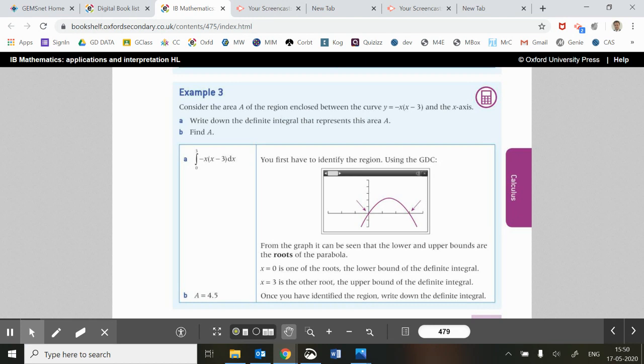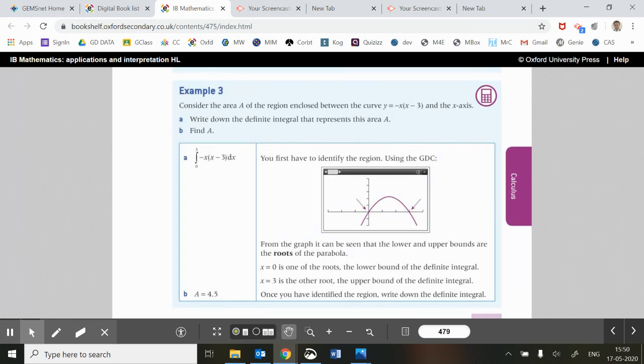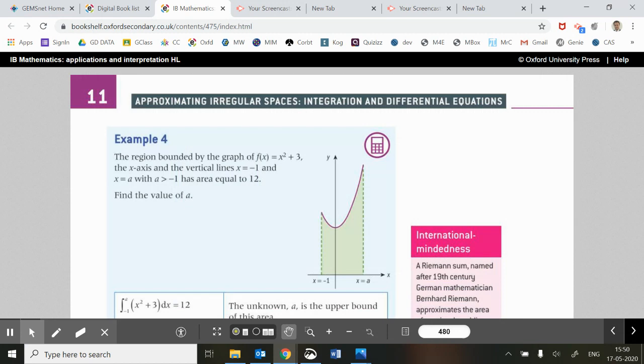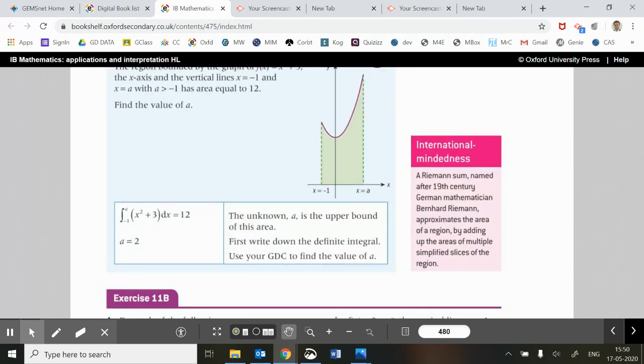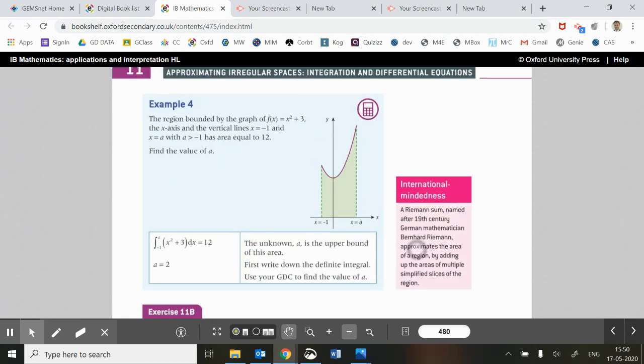Write down the definite integral that represents the area. There's my function that goes inside, there's the dx at the end, and there's 0 and 3. Pretty straightforward. Let's find the area, or you can type that into your calculator and press equals. Okay, example 4.